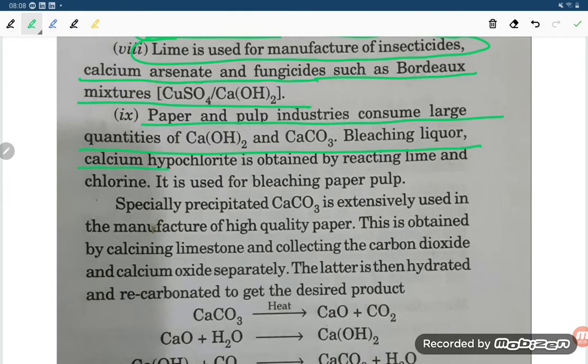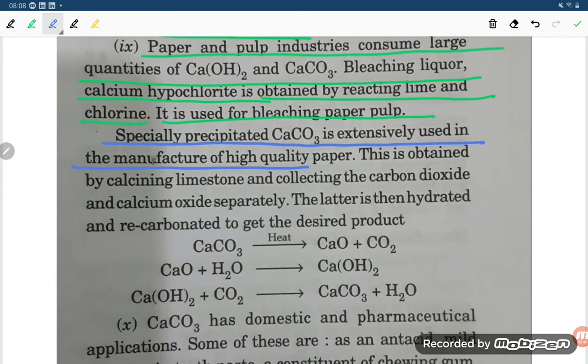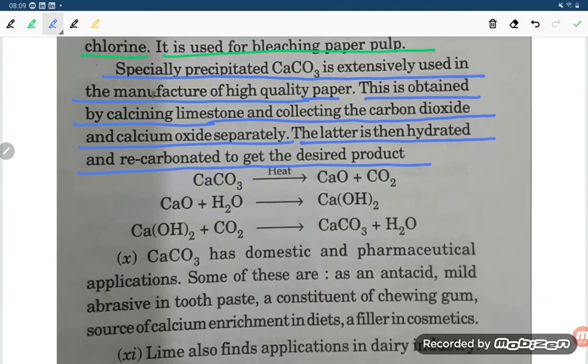The paper and pulp industry consumes large quantities of calcium hydroxide and calcium carbonate. Bleaching liquor, calcium hypochlorite, is obtained by reacting lime and chlorine. It is used for bleaching paper pulp. Especially, precipitated calcium carbonate is extensively used in the manufacture of high quality paper. This is obtained by calcining limestone and collecting the carbon dioxide and calcium oxide separately. The latter is then hydrated and recarbonated to get the desired carbonate.